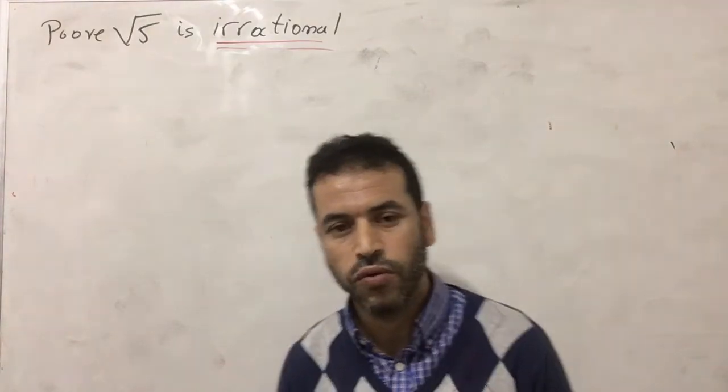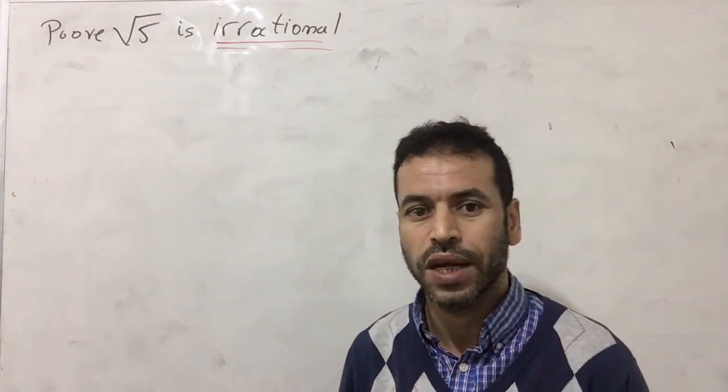Hi, here is a beautiful proof for the square root of 5 to be an irrational number.